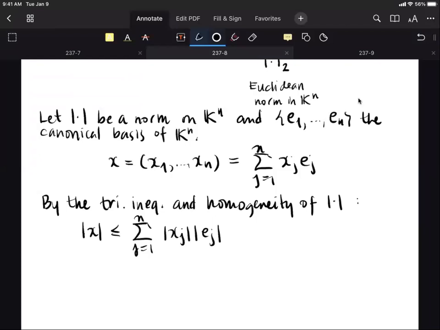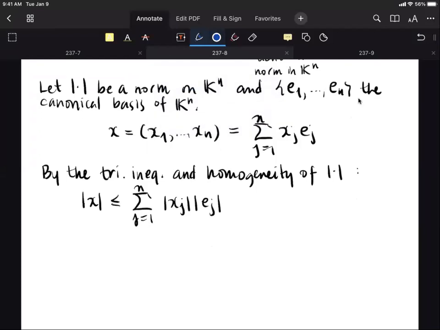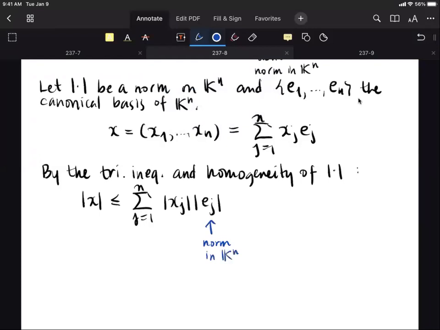Okay, so the absolute value here refers to, on the right, different things. So this is the norm, let's say in Kn. And for this one, this is either the absolute value or modulus, depending whether your field is the set of real numbers or the complex numbers. Okay. So do not be confused with this same notation.